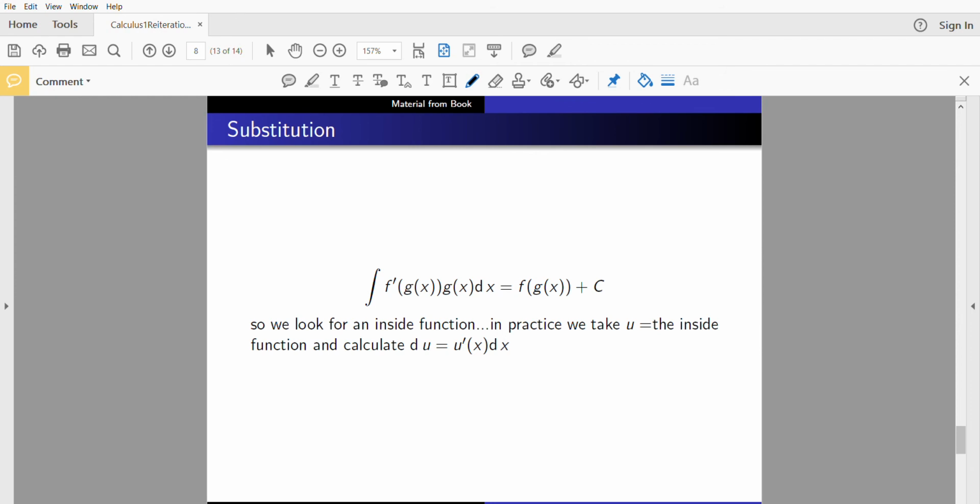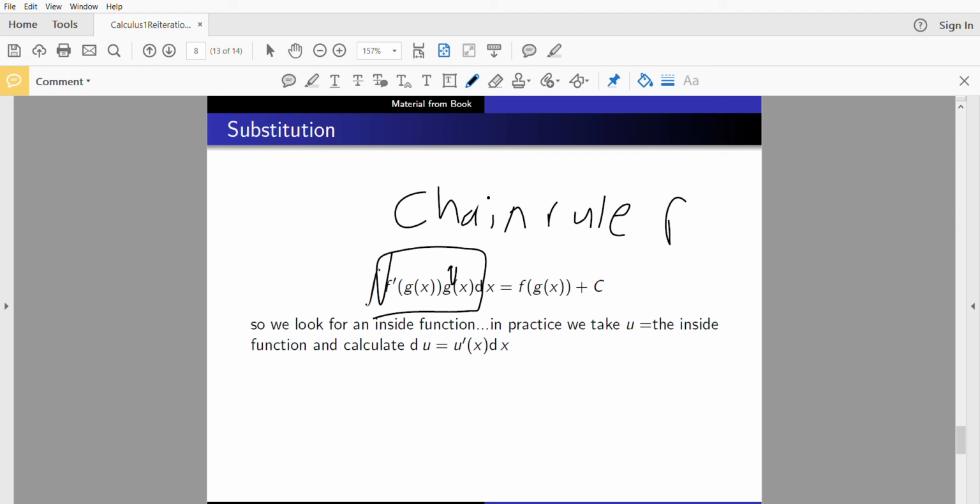Okay. So then the last thing we talked about in the book was this idea of substitution. And this is where it's, again, important to find what's the inside and the outside function. This comes from the chain rule. So you can see this is the chain rule applied to the function F composed with g of x. So that's a g prime in there. And so the inverse of that, the antiderivative of that, is just f composed with g.